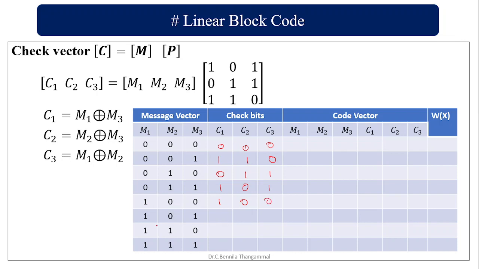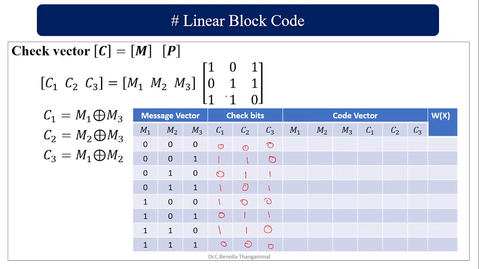And then for C1 for 101, it's going to be 1 plus 1, which is 0. Then 0 plus 1 is 1. And then 1 plus 0 is 1. Again for the next one, M1 plus M3 is going to be 1, and then M2 plus M3 is going to be 1. And then M1 plus M2 is going to be 0. Then here M1 plus M3 is going to be 0, and then it's always going to be 0.